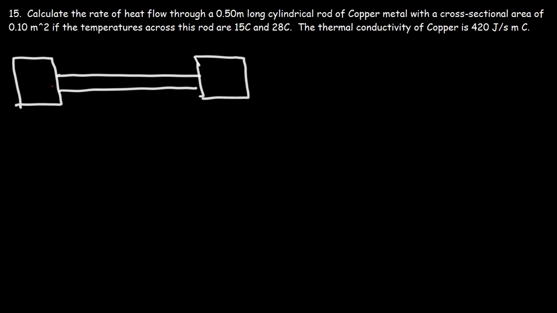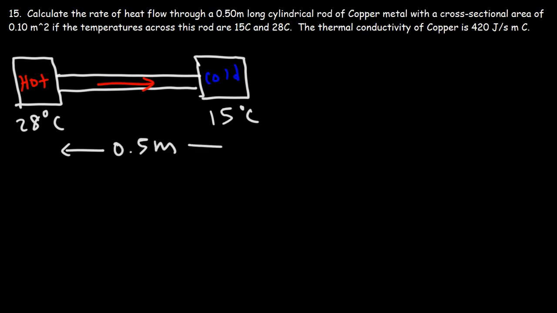On the left side is the hot portion, and let's say the right side is cold. The temperature on the left side, we're going to say it's 28 degrees Celsius. On the right side is 15. Heat is going to flow from hot to cold. Now, the copper rod is 0.5 meters long, and the cross-sectional area of the rod is 0.10 square meters.